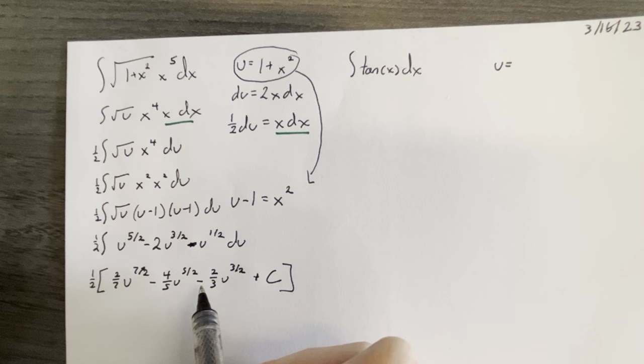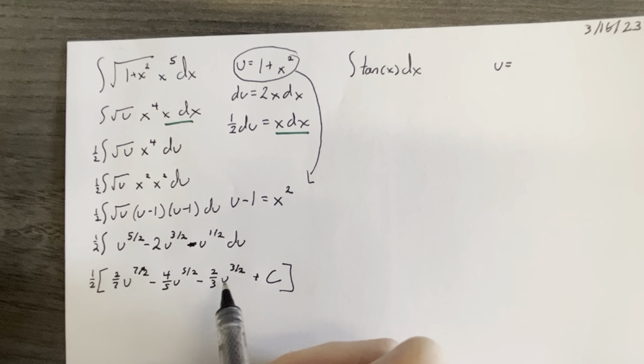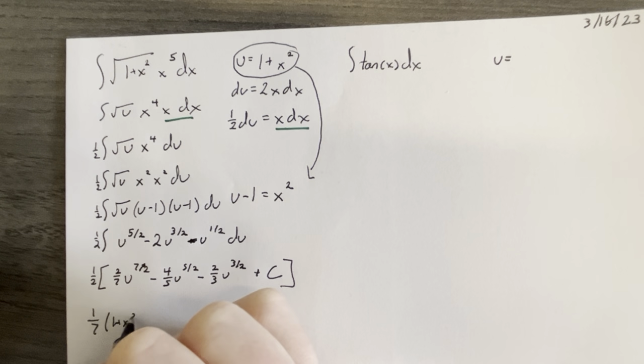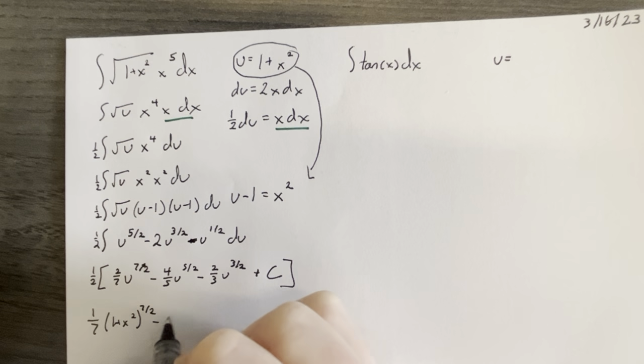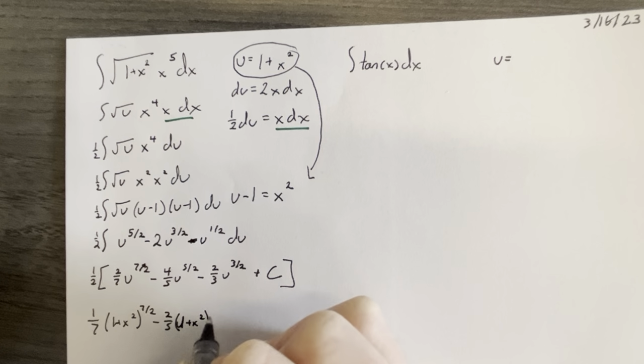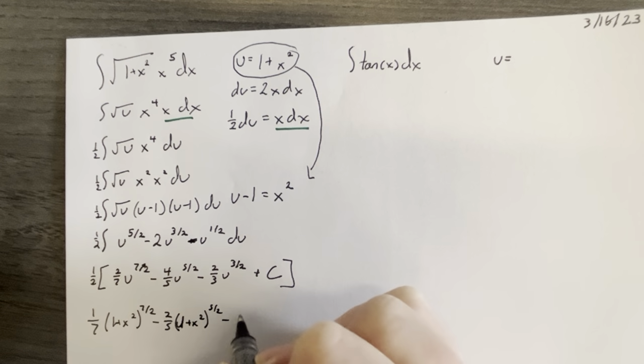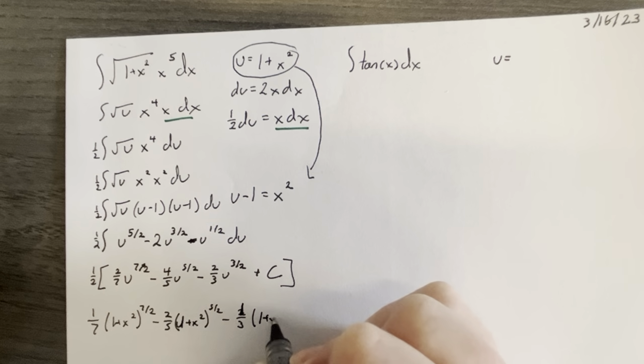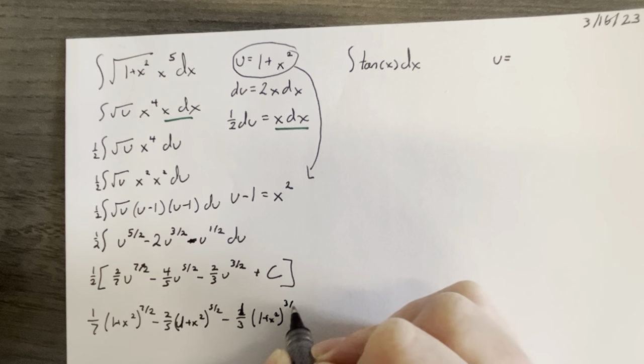Now we have to multiply through this 1/2, as well as putting in kind of the x values again. 1/7. 1 plus x squared goes in there. No, it's not u anymore. It's 1 plus x squared to the 5/2. Oh, that's 1/3 there because of the 1/2. 1 plus x squared to the 3/2.